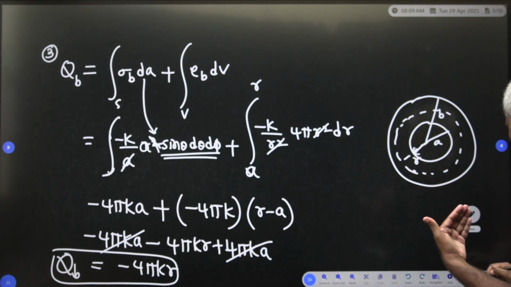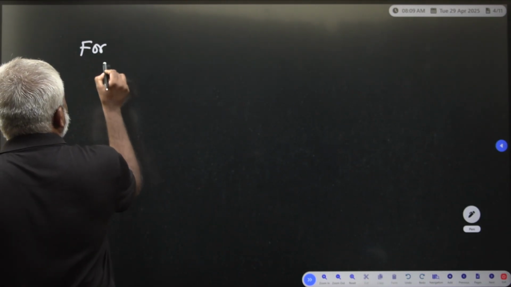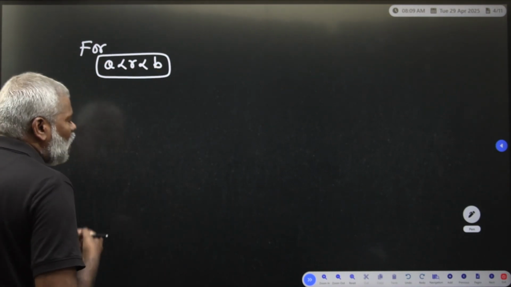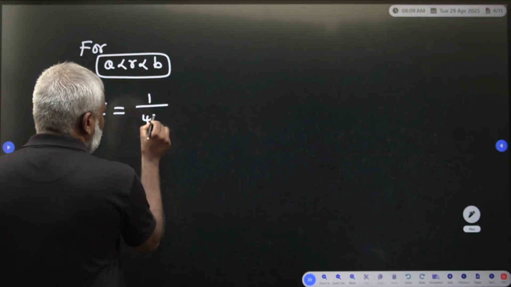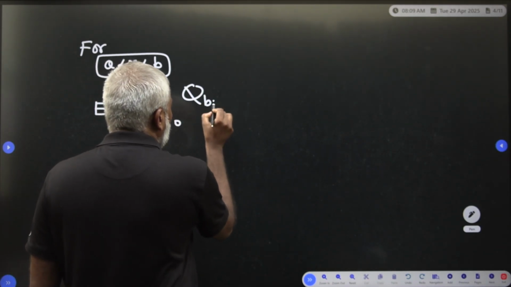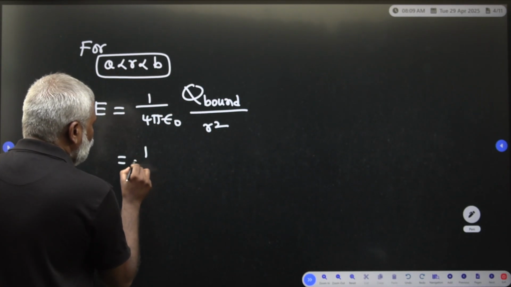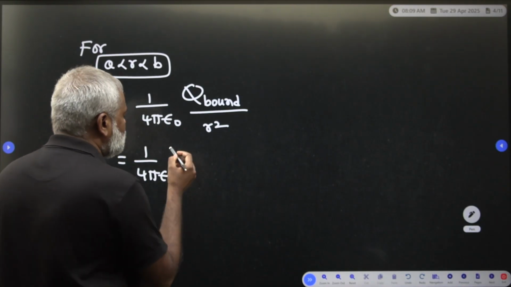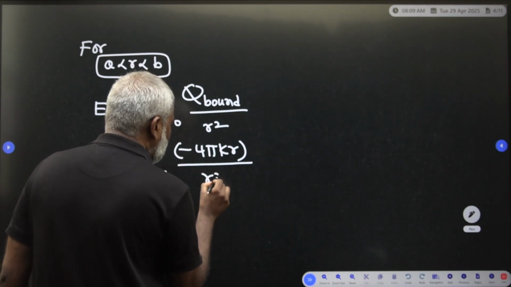So, what is our ultimate goal? For A less than R less than B, we need to calculate the electric field. How do we calculate the electric field? 1 by 4π epsilon naught into the bound charge divided by R square. Now you substitute here 1 by 4π epsilon naught into the total bound charge, minus 4πkR, divided by R square.